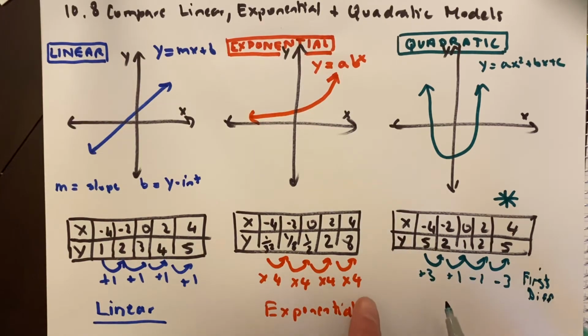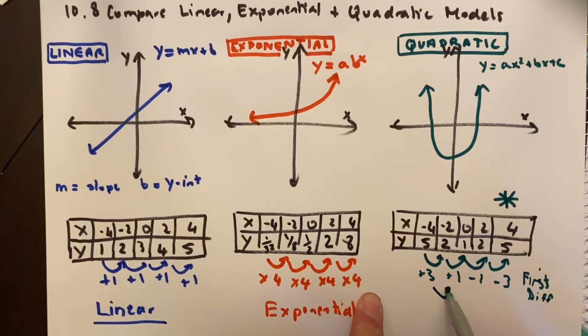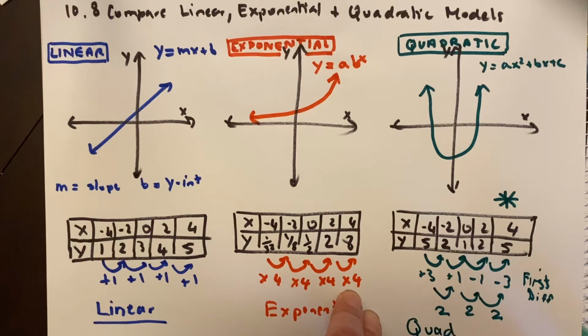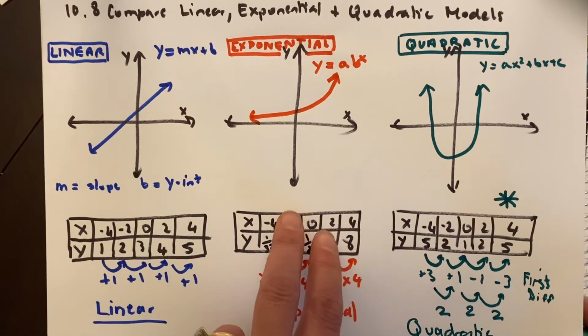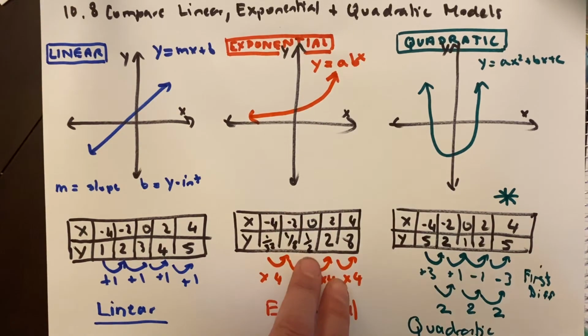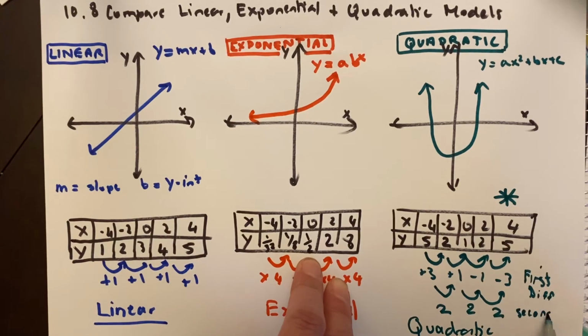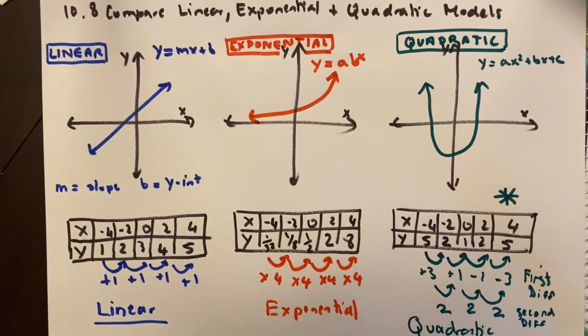But with a quadratic function, you also look at the second difference. The difference between 3 and 1 is 2. 1 minus -1 is 2, and -1 minus -3 is 2. And so this is quadratic because with a quadratic equation, the second differences are all the same. So the second differences are all the same. That is how you identify a quadratic equation.